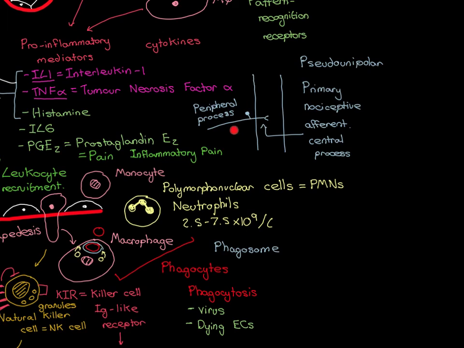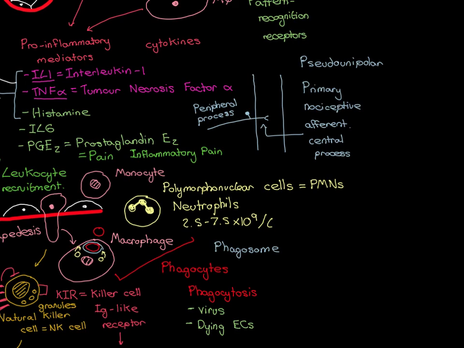So, this is our primary neuron, which is a pseudo-unipolar neuron. It has the peripheral process, which collects the information about pain signals in the peripheral tissue that it innervates and takes the signal up. Then it will go down the central process, will release neurotransmitter onto a secondary neuron that will then carry the information up to the brain.